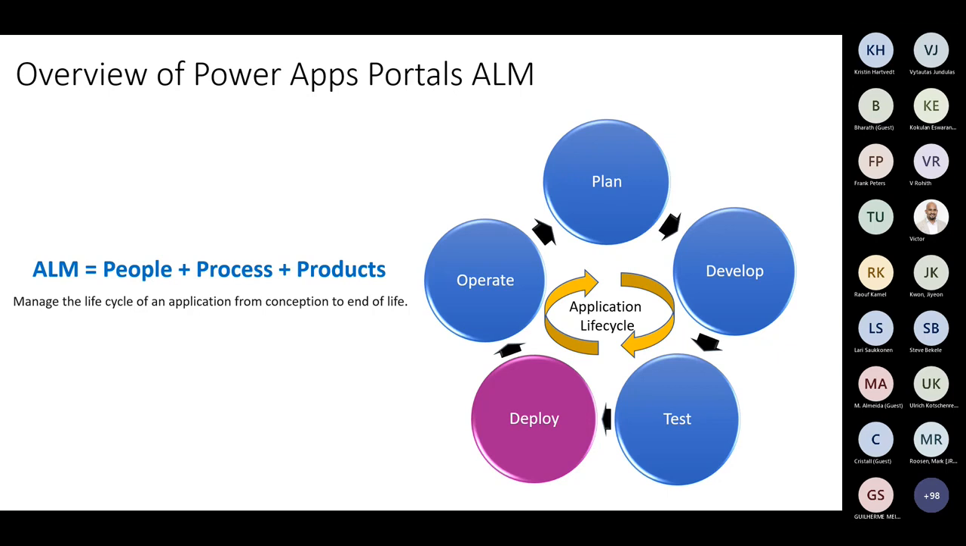Once you deploy it, then the operational phase or the maintenance comes into the picture. So this is how the application lifecycle works. Basically, the application lifecycle is the way you can follow the whole cycle from planning to operation in a disciplined manner. ALM actually comprises the people, process, and the products: how effectively you can automate your process, how effectively you are utilizing your resources, how effectively you are using the tools to manage your life cycle. That is all about application life cycle management.